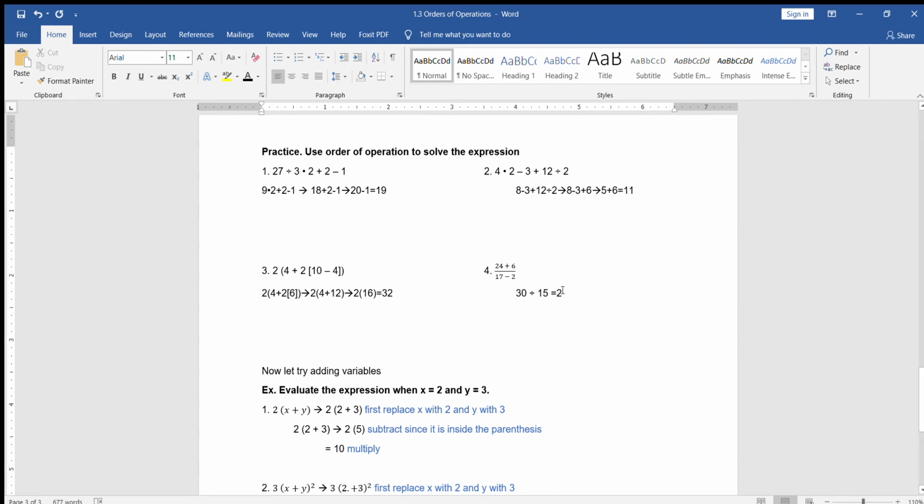Again, you might have been lost here. The top, 24 plus 6, becomes 30, and 17 minus 2 is 15. The fraction bar becomes division, and then I just divide.